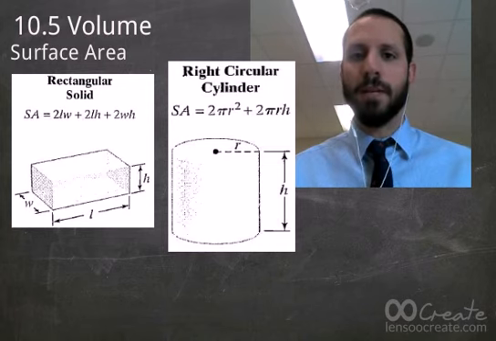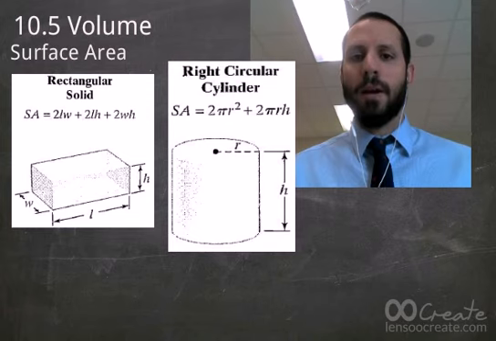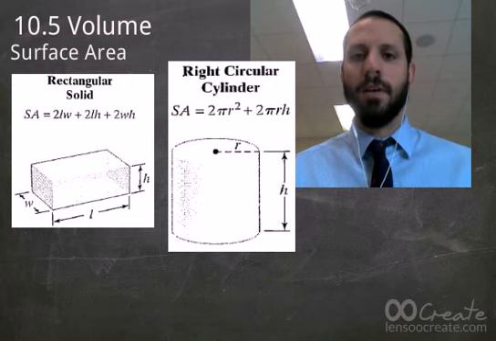And then a right circular cylinder, we have our pi r squared, which is the area of this circle. And it's got a top and a bottom, so there's 2 of those. And then 2 pi rh is the surface area for around our cylinder. So there's our 2 area equations. Let's get to practice.